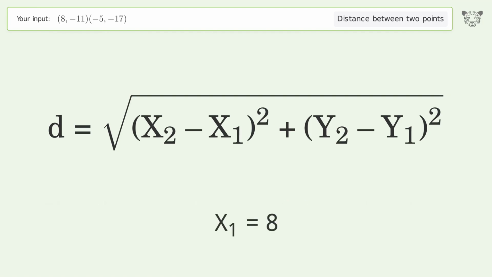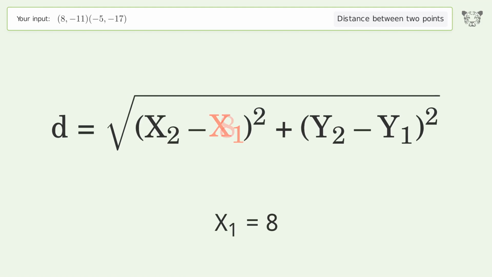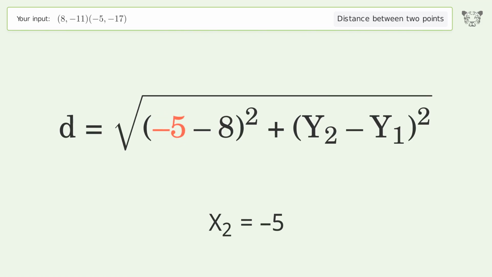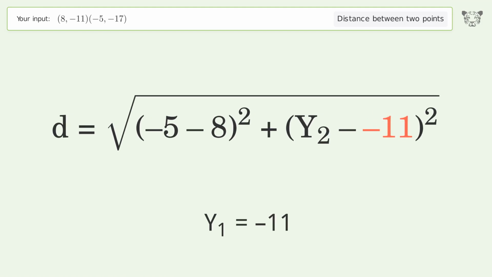x1 equals 8. x2 equals -5. y1 equals -11. y2 equals -17.